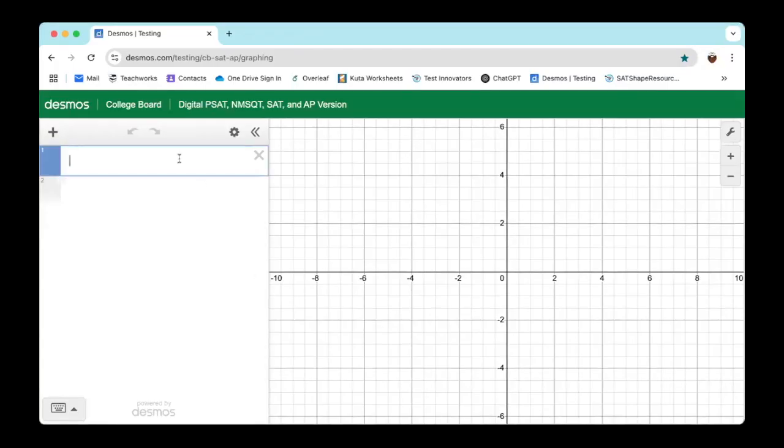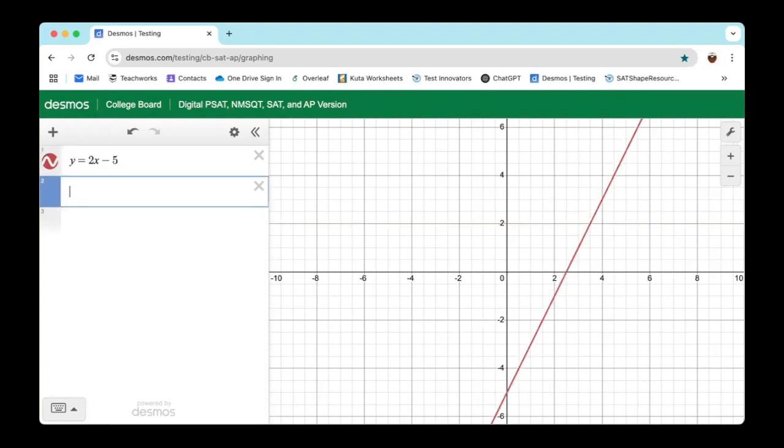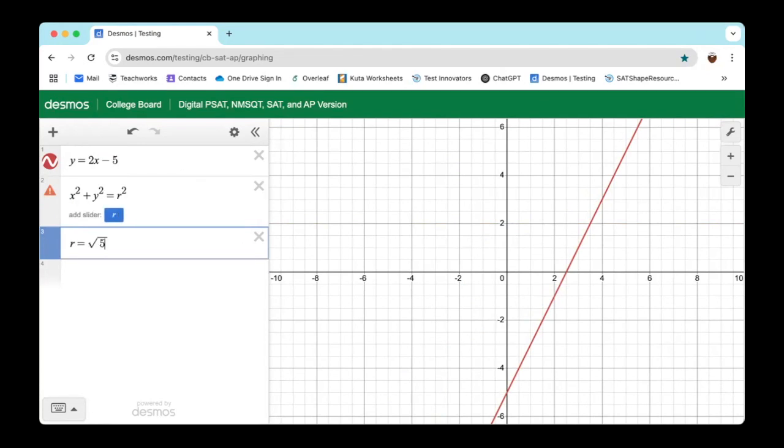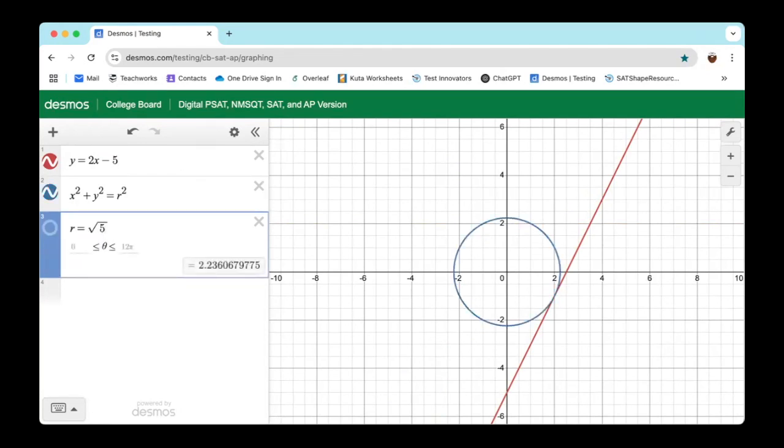And the first thing I'm going to do is put in y equals 2x minus 5. And then I'm going to put in x squared plus y squared equals r squared. And then I'm going to make it a slider. And then I don't use the actual slider. I just type in the answer. So if I type in 2, that's answer choice A, I see that the line does not intersect the circle. So therefore, I know that that's not the answer because again, I want it to be tangent. Then I'm going to do the next one, which is square root 5. That looks like it does. So I can assume that's the answer.